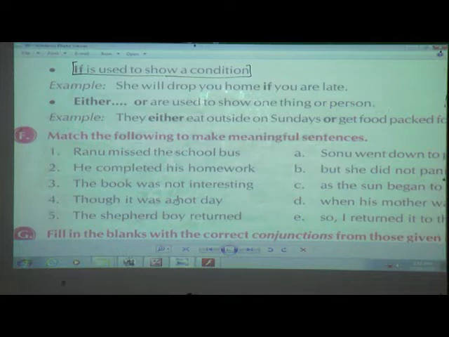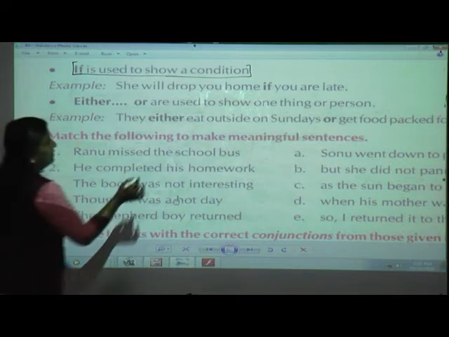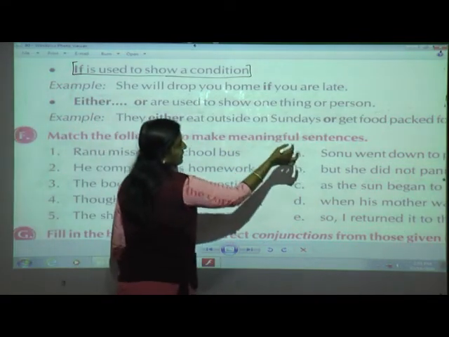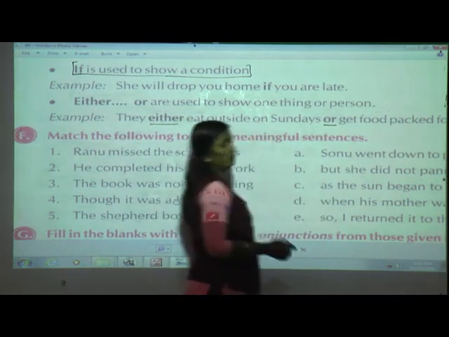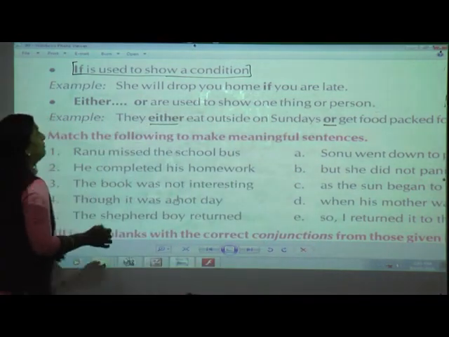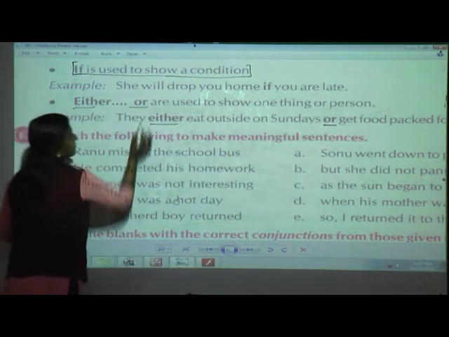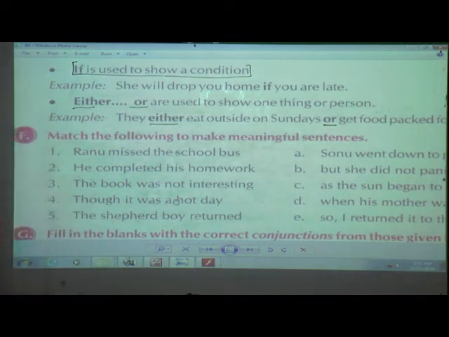Either or are used to show one person or thing. They either eat outside on Sundays or get food packed for it. Means here we can see two conjunctions are there. Understood, students?